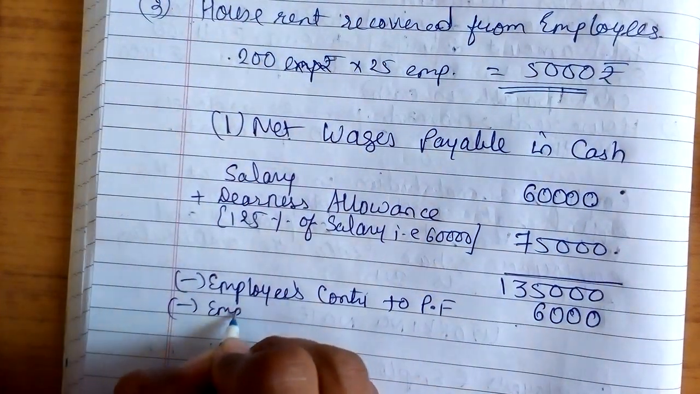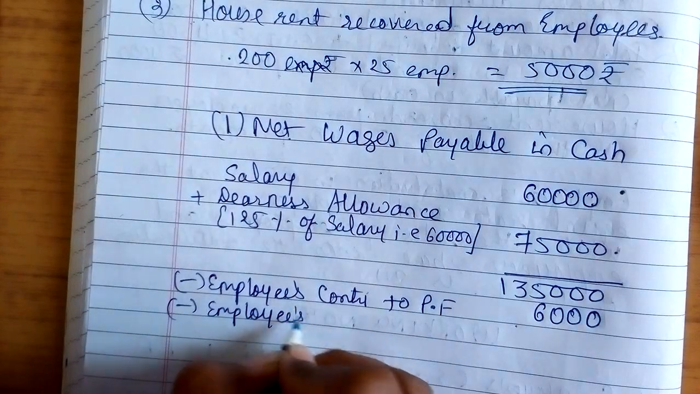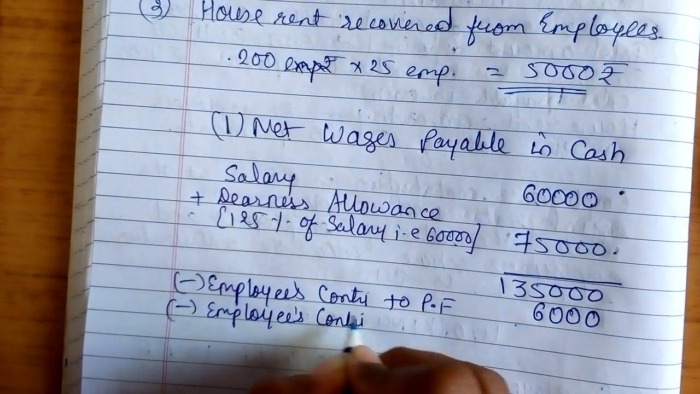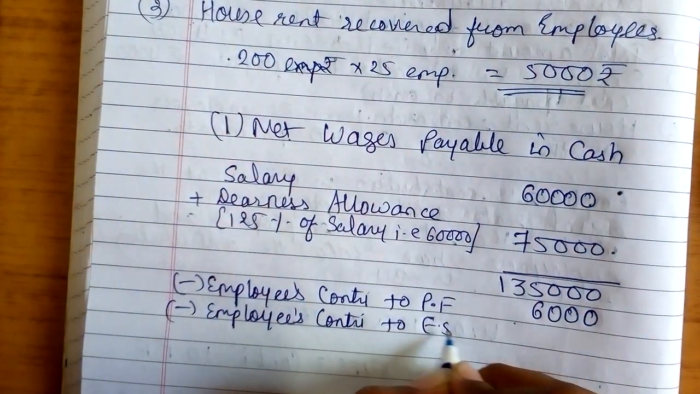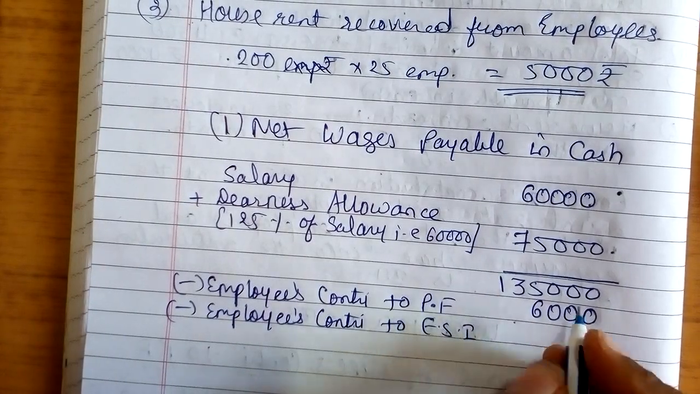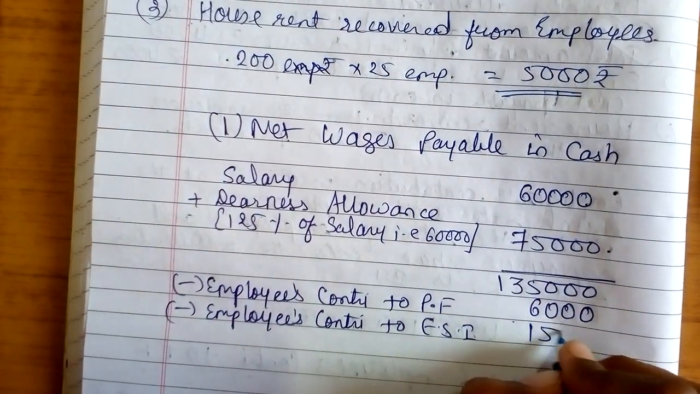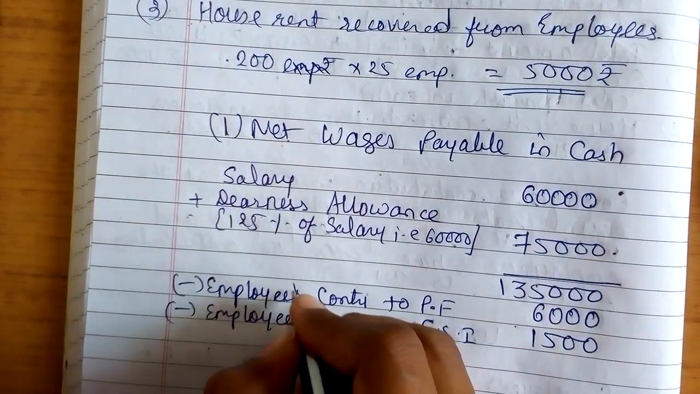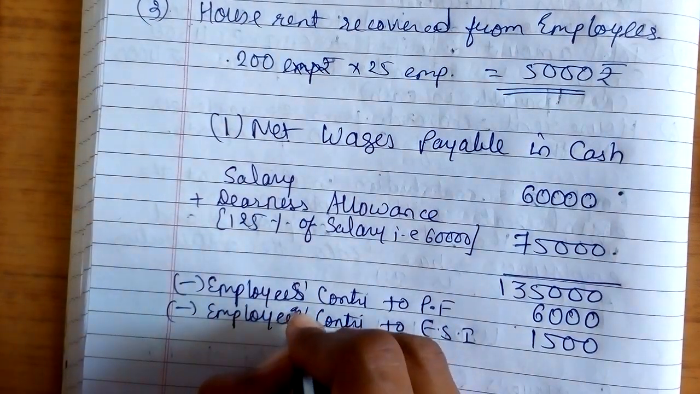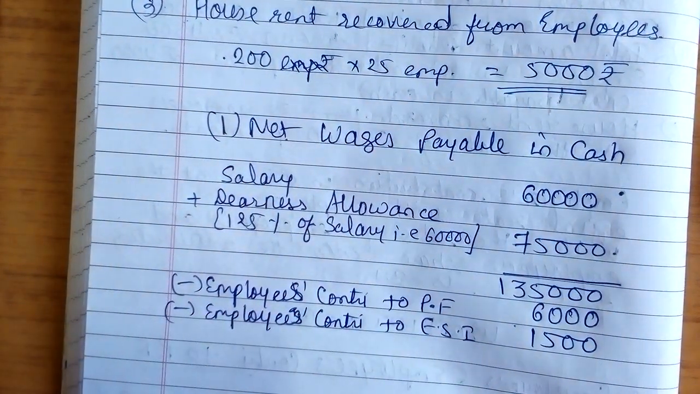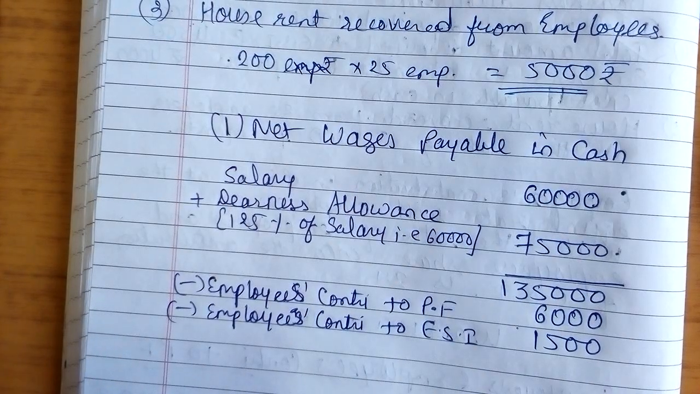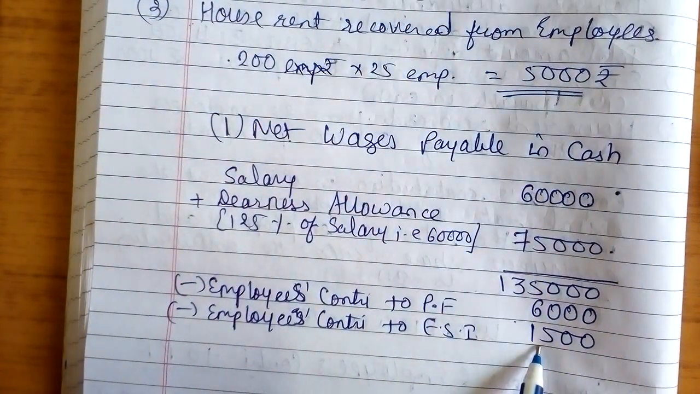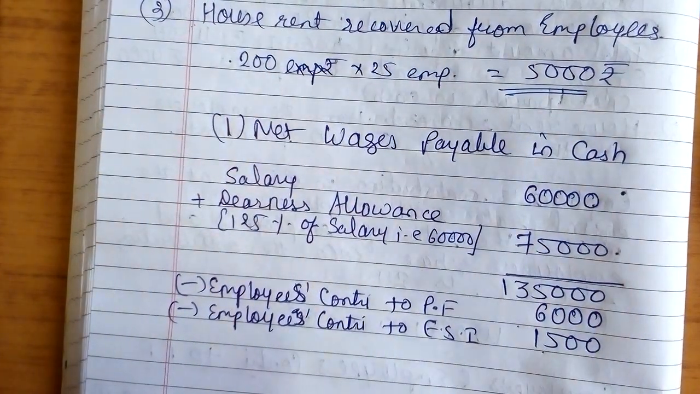Likewise, employee is also contributing to the ESI scheme, employees state insurance scheme. So that is 1,500, right? It is employees, so it is about all the employees. So apostrophe S can be like this, 1,500, right?